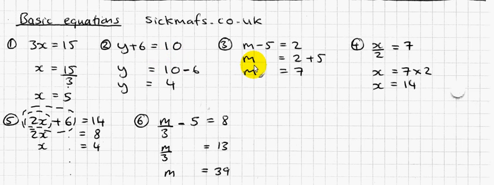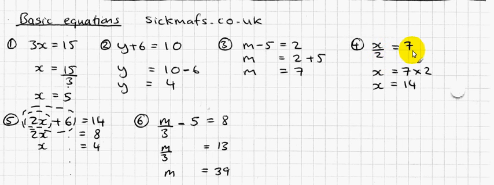Okay, so let's do some more opposite tricks with our equation. So m minus 5 equals 2. So bring the minus 5 over to the other side, makes it a plus 5. So m equals 2 plus 5, which is 7. Let's check that. 7 take away 5 is indeed 2.